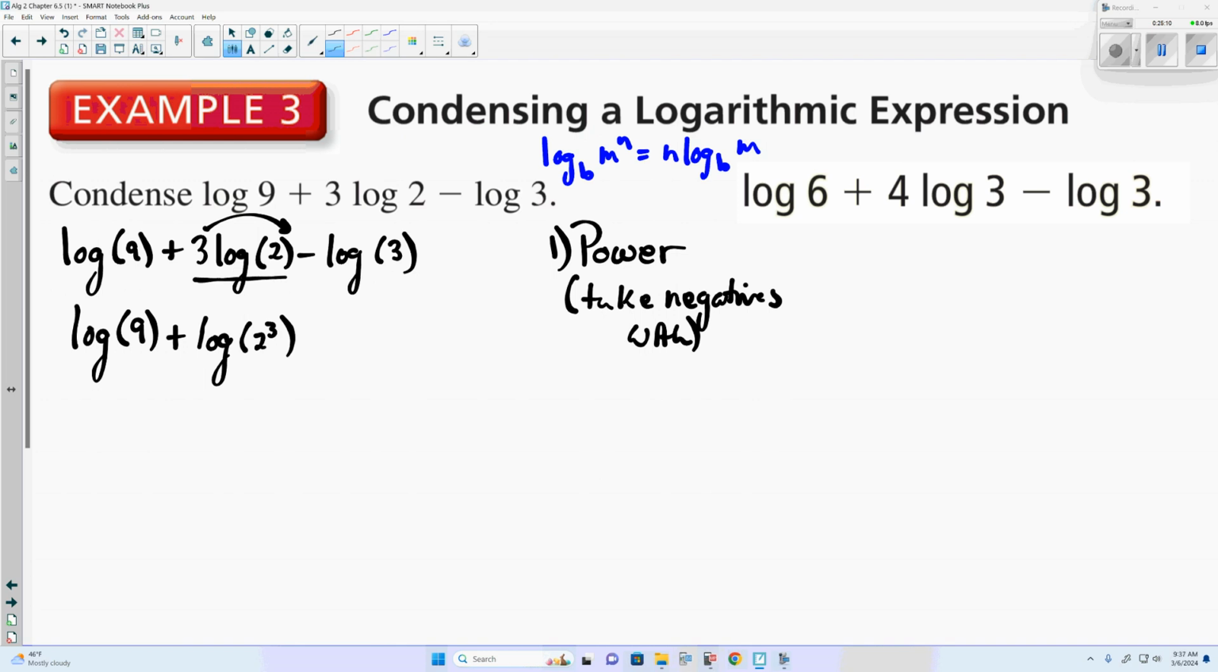So are we good with this middle one from going from 3 log of 2 to log of 2 cubed? Yes? Okay. Technically, minus log of 3, it's technically negative 1 times log of 3, yes? And when I say take the negative, what I'm saying is take that negative 1 and make it be an exponent. And what that tells us is that this is log of 3 to the negative 1.